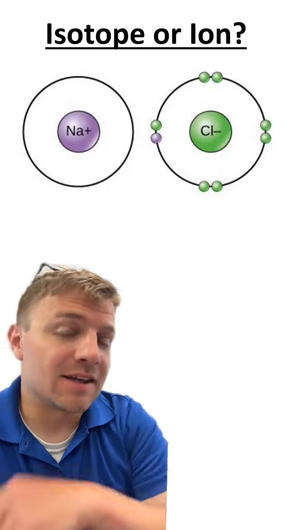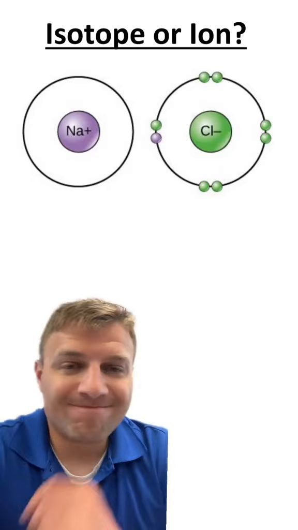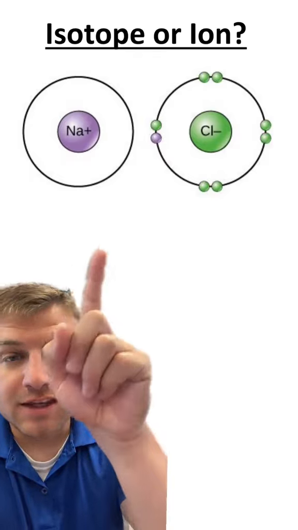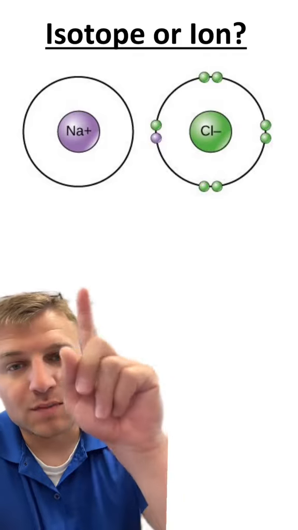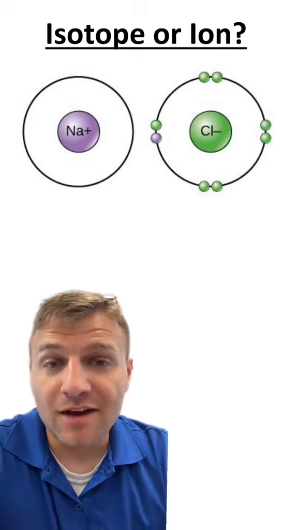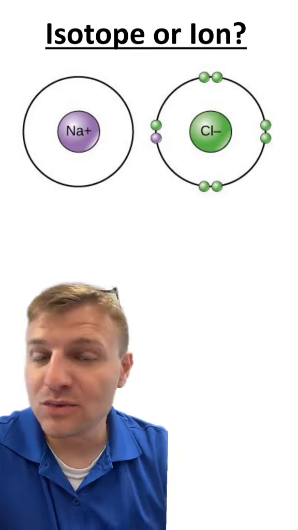And lastly, are these examples of ions or isotopes? Technically, these are different elements, but you can see this sodium atom giving the chlorine atom an electron, which makes sodium positive and chlorine negative. So these are examples of ions, and there will be an ionic bond between these two atoms.